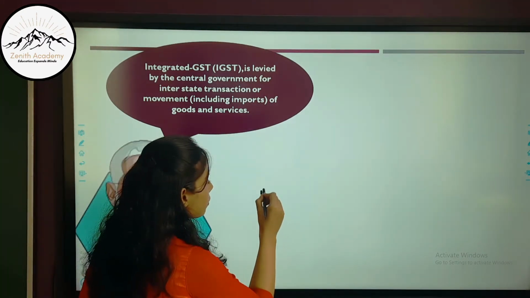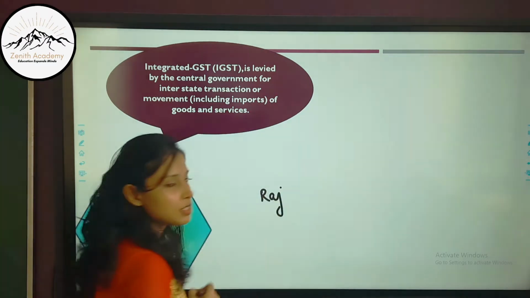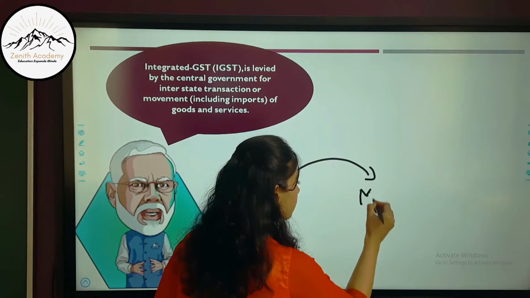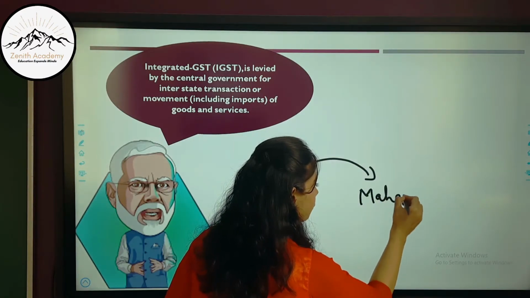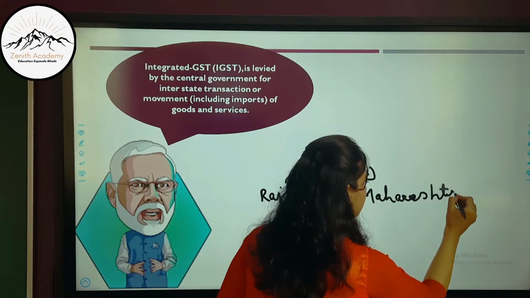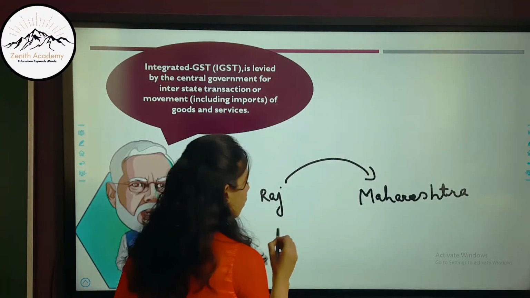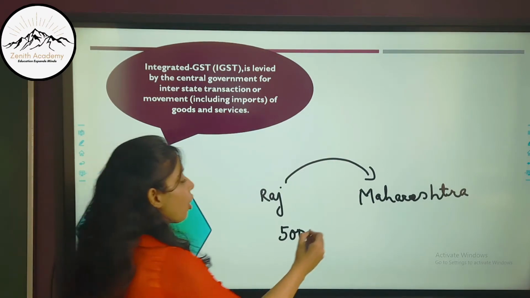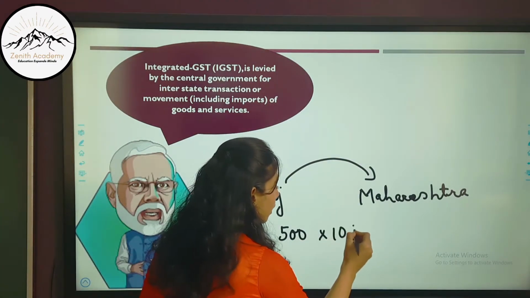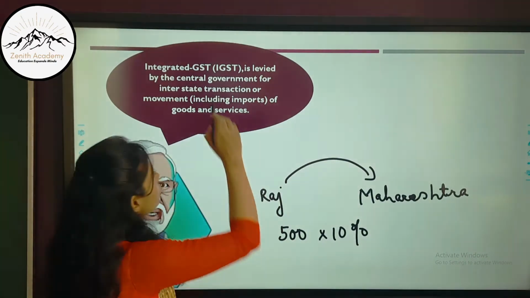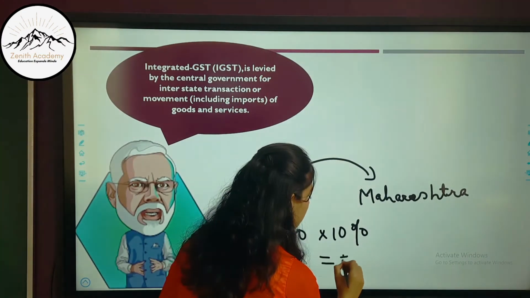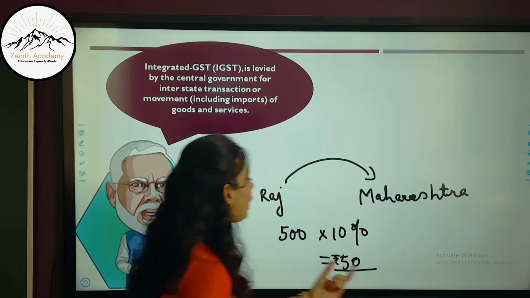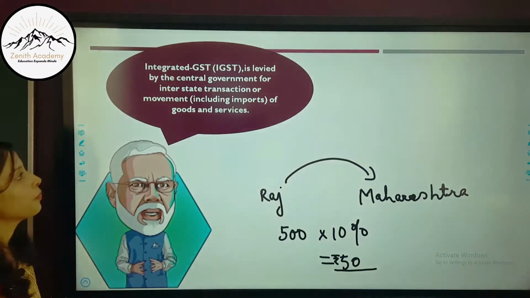Suppose one person from Rajasthan is supplying goods to a person in Maharashtra. So say the value of the goods supplied is rupees 500. So there will be one tax, that is integrated GST, which will be charged and this will be directly paid. This rupees 50 will directly be paid to the central government.